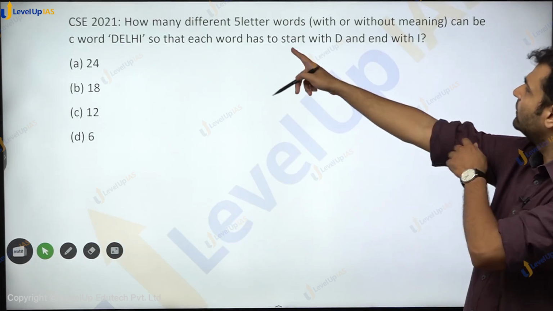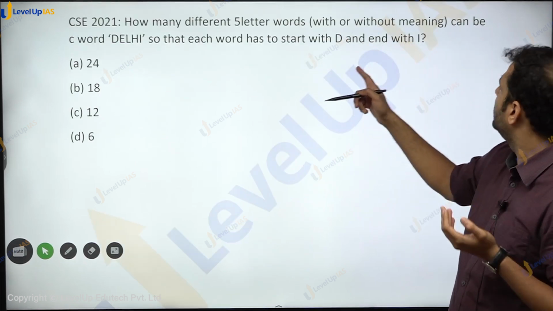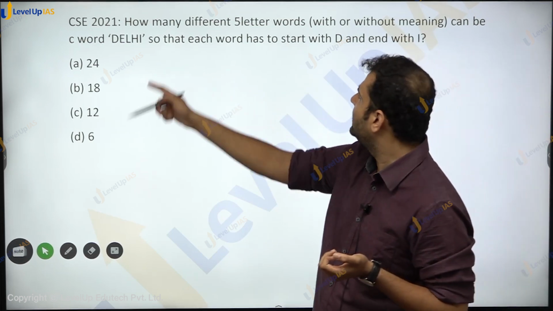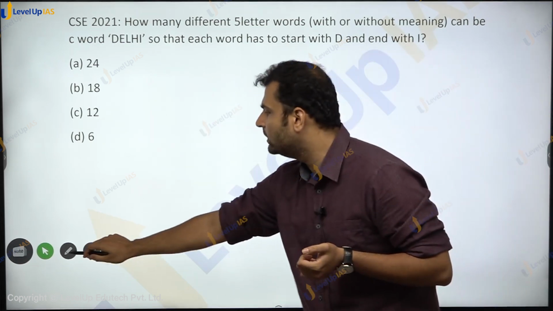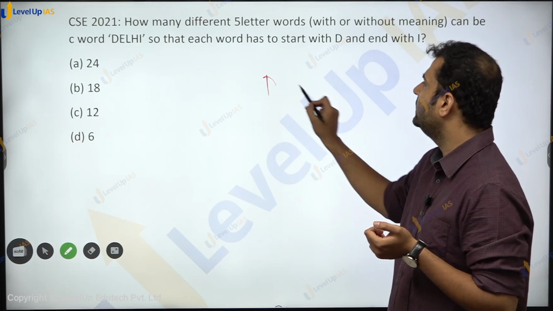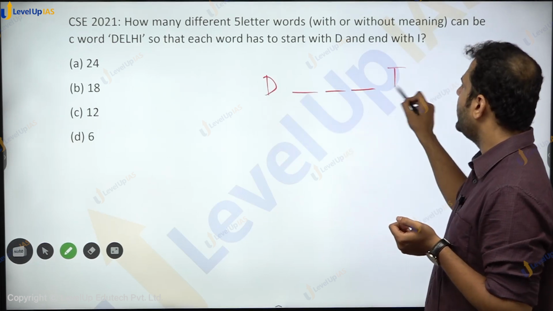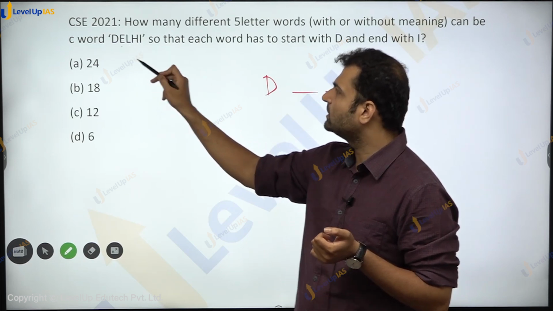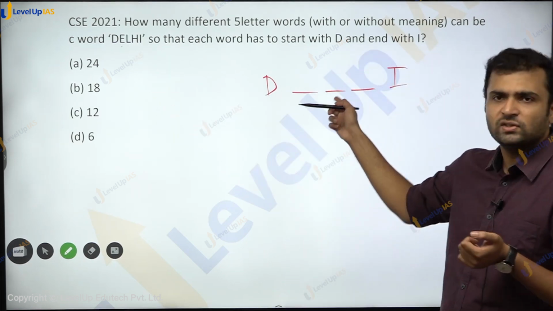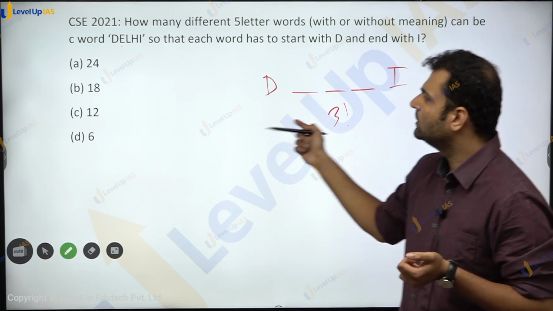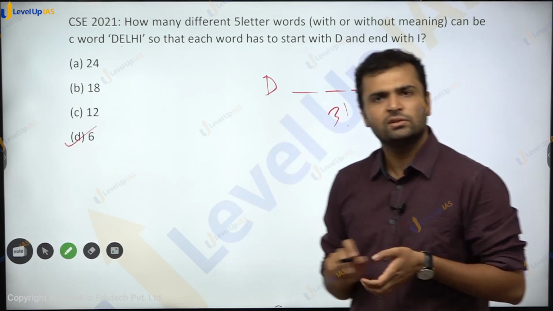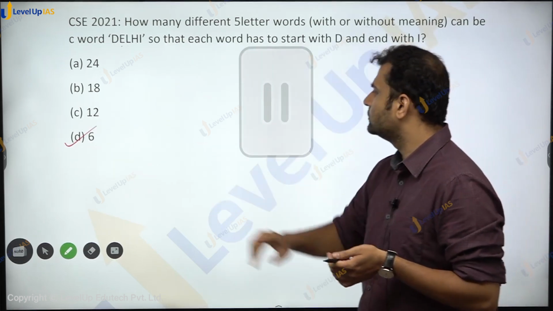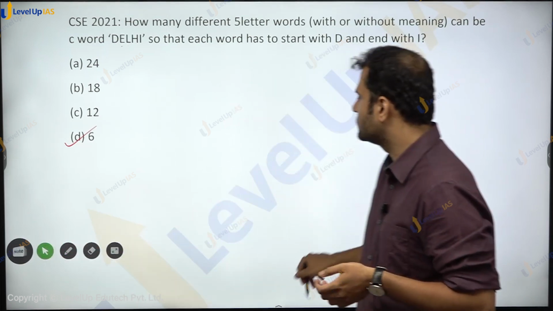How many 5-letter words can be made with the word Delhi, so that each word has to start with D and end with I? So start with D, end with I. What is left? E, L, H. So we have only 3 things for 3 positions. We have 3 factorial, which is 6. Correct? 6 different rearrangements.